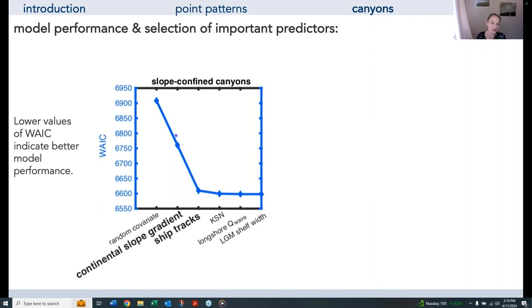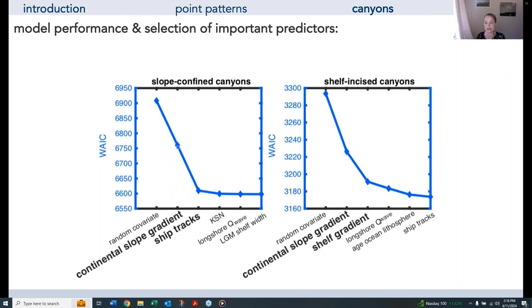So continental slope gradient is the most important predictor variable for slope-confined canyons, and the picture looks similar for shelf-incised canyons, continental slope gradient being the most important here, followed by the shelf gradient. And then adding longshore sediment transport and so on really doesn't enhance the model performance much further.